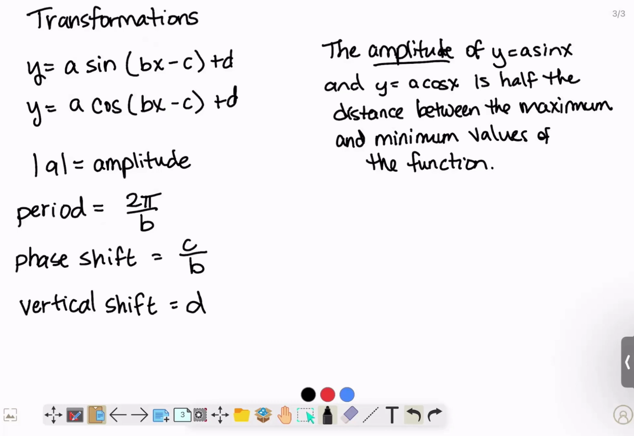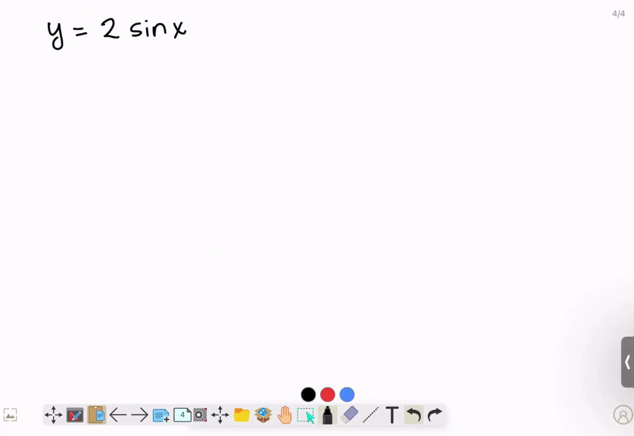Okay, so let's see if we could graph a function that has a transformation. So in comparing this to our original sine function, the only thing different that we have going on here is that 2 in the front. So what will that 2 change about our graph?